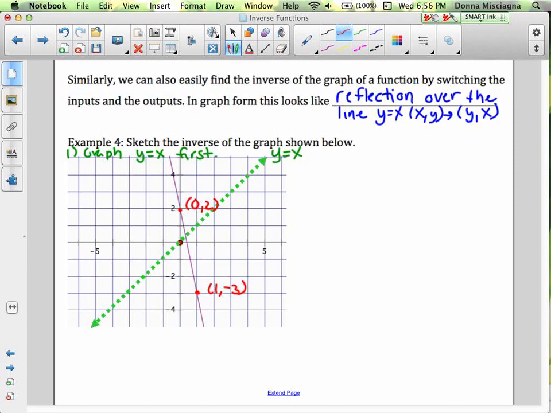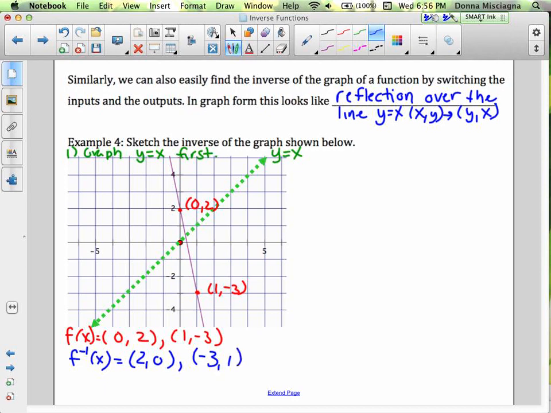All right, so we have the points 0, 2, and 1, negative 3. And that's our function. We'll just call it f of x. For the inverse, we just switch them. So for the f inverse function, we're just going to switch. So instead of 0, 2, we have 2, 0. Instead of 1, negative 3, we have negative 3, 1. Right? And so let's graph that.